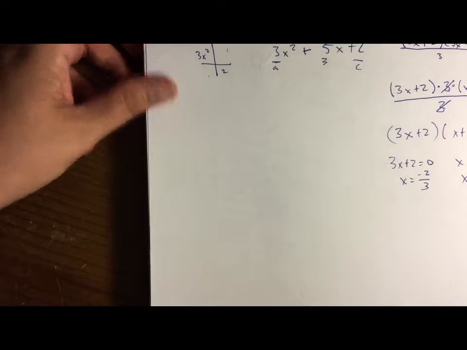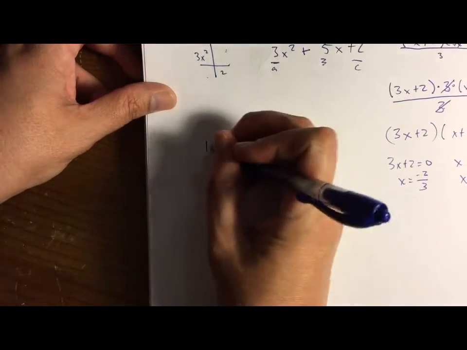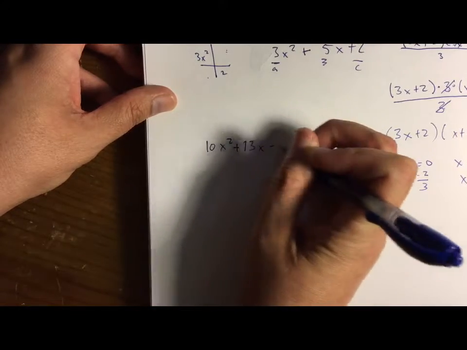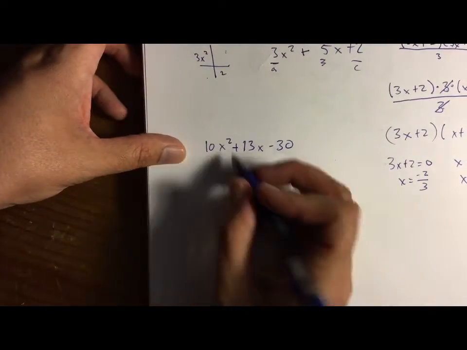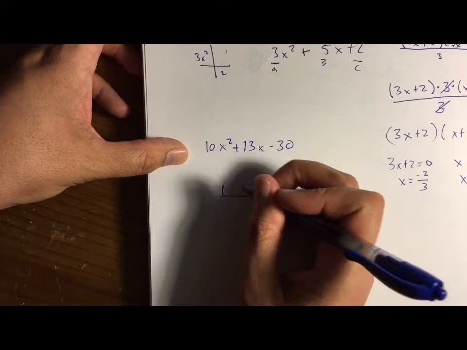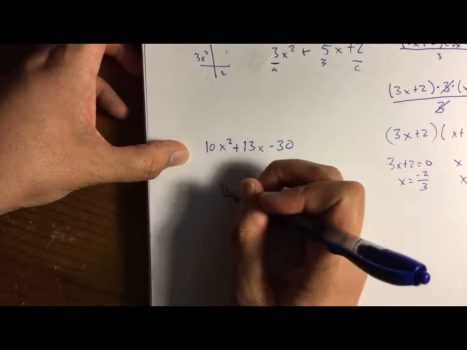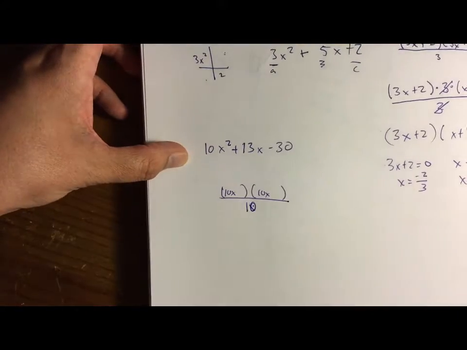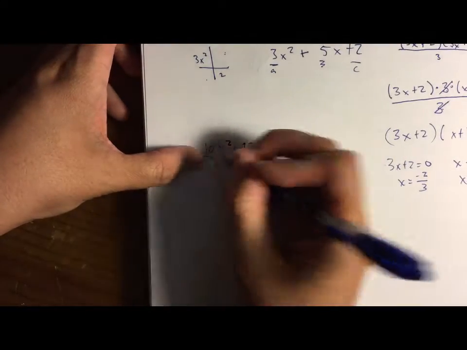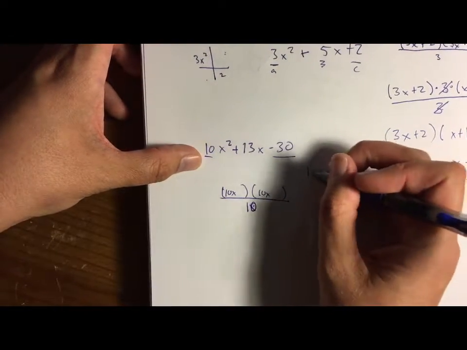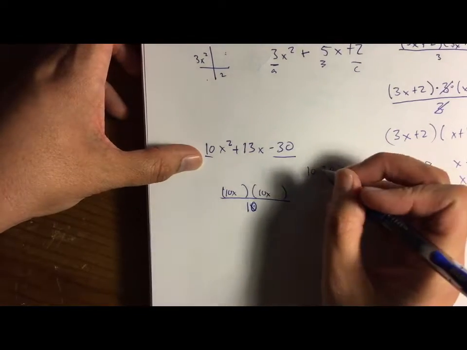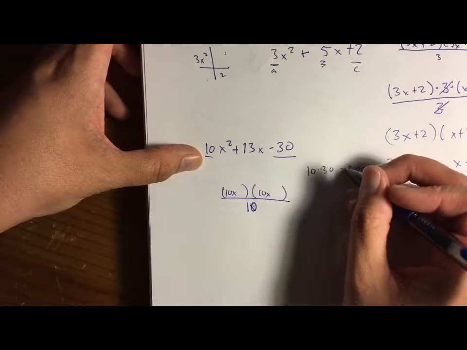Let's do 10x squared plus 13x minus 30. All right, so again, first step, make your umbrella. There we go. I'm going to do 10x, 10x, 10x, and then 10. Now I'm going to do 10 times negative 30. 10 times 30 is 300, and remember that's a negative, so it's going to be negative 300.